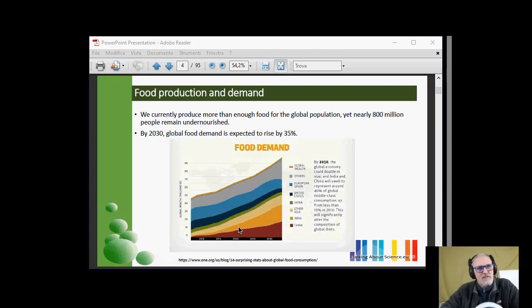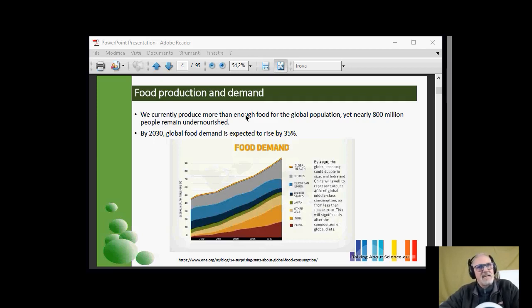The demand for food is projected to increase, as you can possibly imagine, with an increasing population. But the background we should always bear in mind, and we will see this at some points in this set of slides, is that there is more than enough food produced around the world. There's more than enough food for everybody.